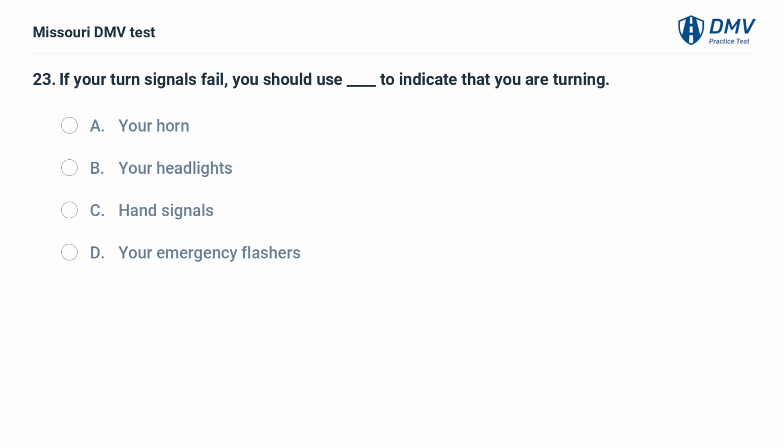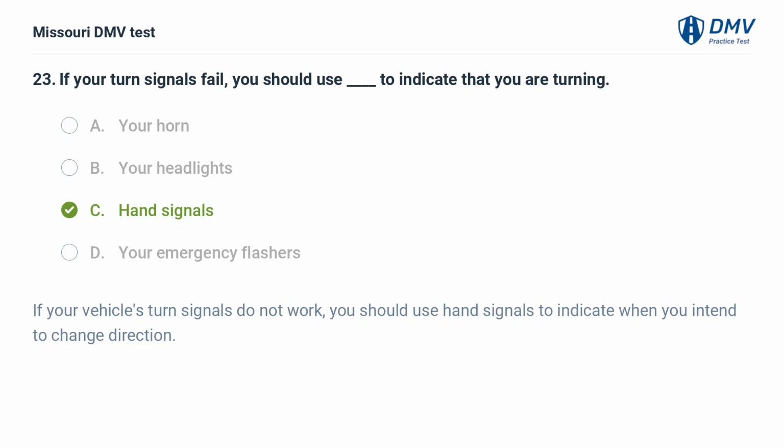If your turn signals fail, you should use fill in the blank to indicate that you are turning. A. Your horn. B. Your headlights. C. Hand signals. D. Your emergency flashers. C. Hand signals. If your vehicle's turn signals do not work, you should use hand signals to indicate when you intend to change direction.